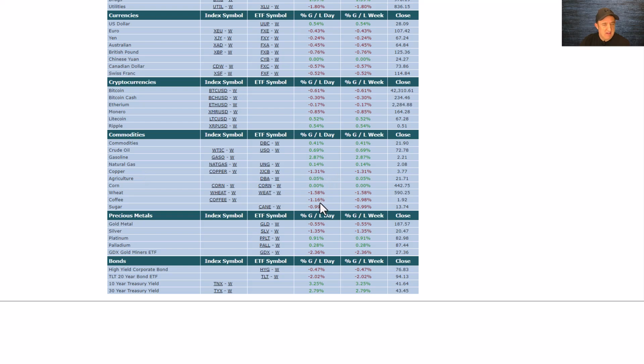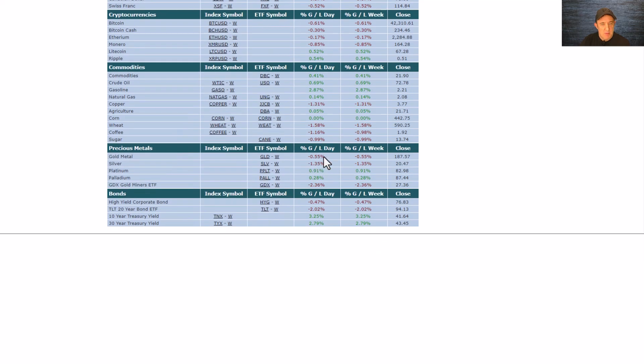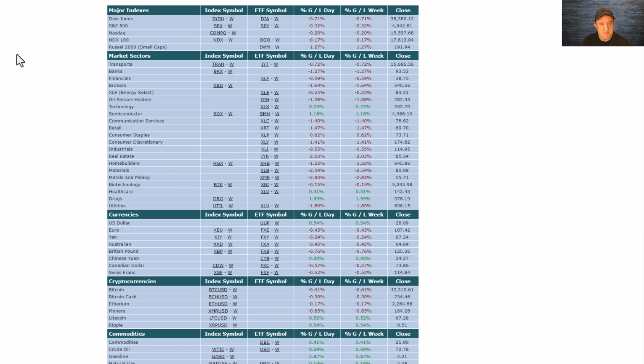Weakness in the ags, as you can see, wheat, coffee. Weakness, obviously, in the precious metals here with that big, strong dollar, especially the stocks. They continue to lead to the downside. I have no interest in being long that sector at this time. In the bond market, again, big moves up in the 10-year, 30-year.